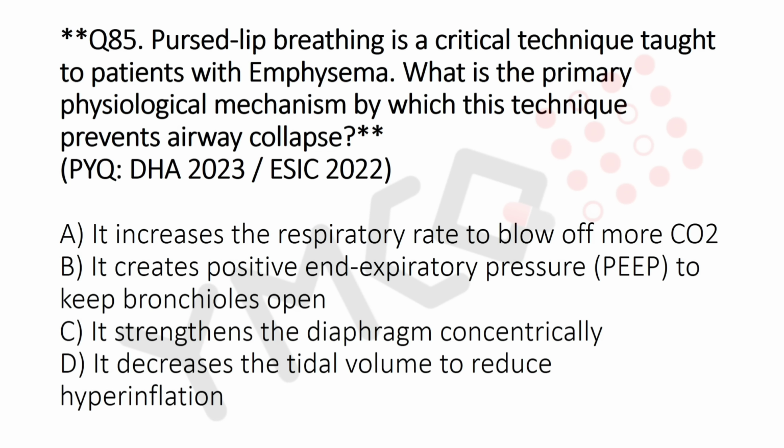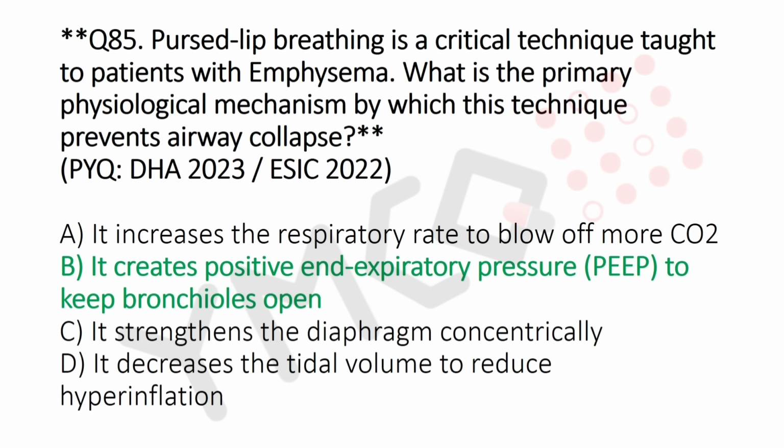Option A, it increases the respiratory rate to blow off more CO2. Option B, it creates positive end expiratory pressure to keep bronchioles open. Option C, it strengthens the diaphragm concentrically. Option D, it decreases the tidal volume to reduce hyperinflation. And the answer is option B, it creates positive end expiratory pressure, PEEP, to keep bronchioles open.